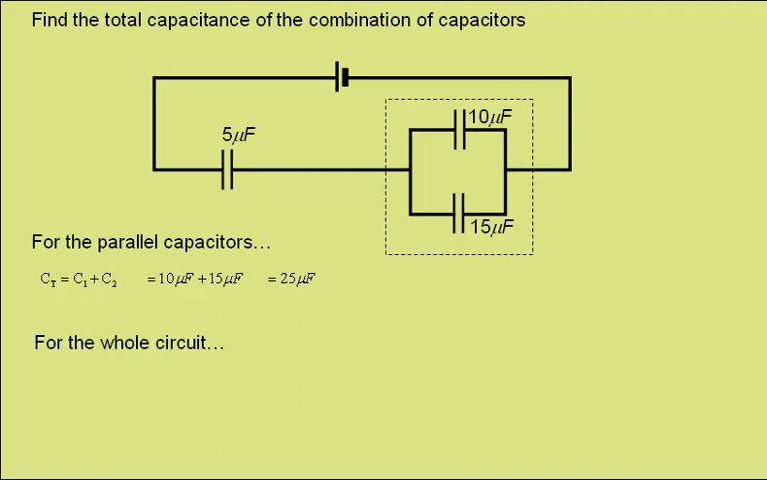So now for the whole circuit, I know that 1 over the total capacitance is 1 over capacitor 1, which I'll take as this one, plus 1 over capacitor 2, which I'll take as this combination. So it's equal to 1 over 5 microfarads plus 1 over 25 microfarads. Over a common denominator, this gives us 5 plus 1 over 25 microfarads. So now the important bit, don't forget to invert to find the total capacitance as 25 over 6 microfarads, or 4.2 microfarads.